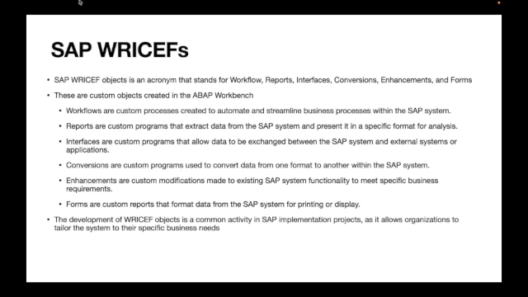Right. So whenever we want to develop something new, whenever we are not happy with the standard functionality and we want our ABAP team to develop something for us, it has to be one of these 6 categories. Okay, so normally we don't develop anything apart from these 6 objects. Okay, so what are these objects? You can see these are the custom objects created in the ABAP workbench.